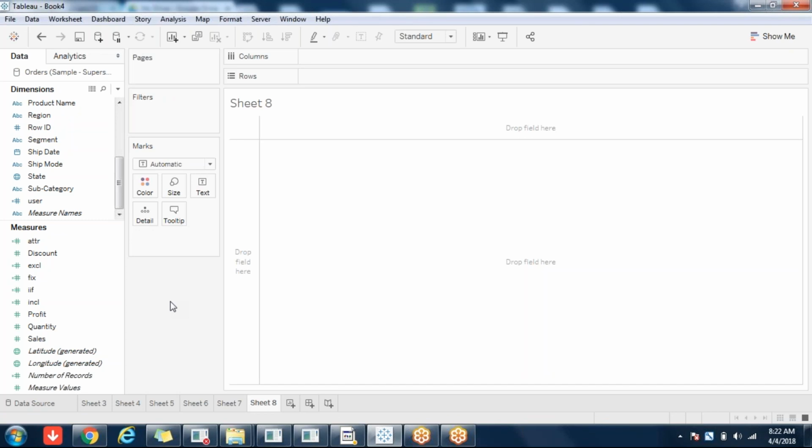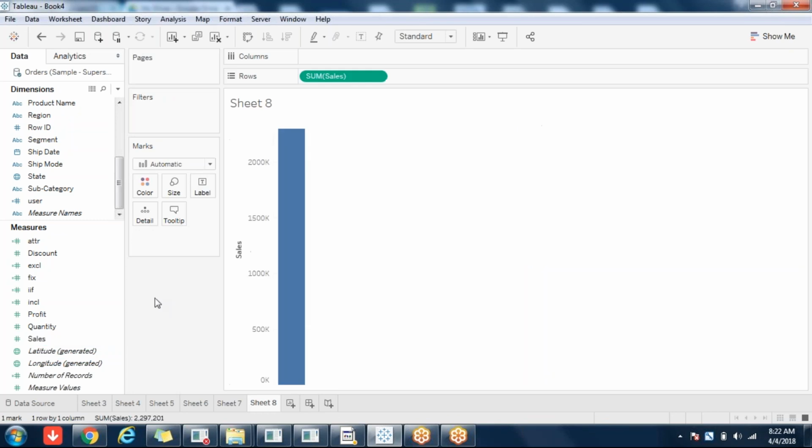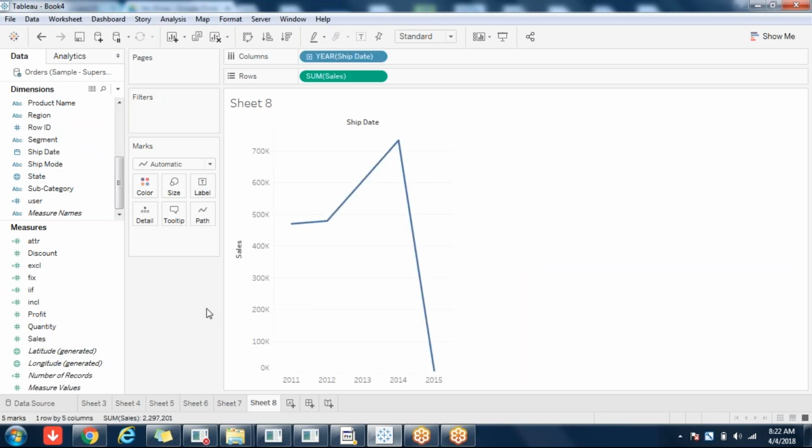So I'll click on a measure here and date. You are seeing the line here, of course. For each year, you are seeing the sales here. That is per year.